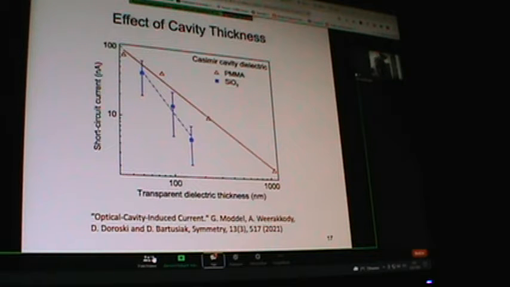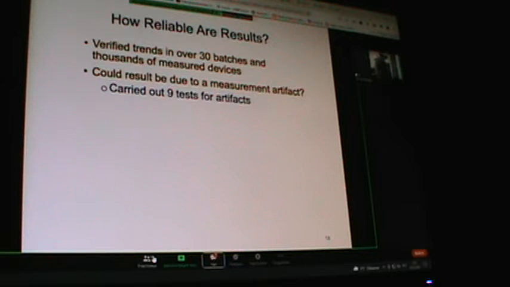But I will very briefly address the issue of the reliability of the results, because this is, if it is correct, quite important. We verified these results in over 30 batches of devices and measured thousands and thousands of devices. There is scattering in results, but we consistently see these trends. So could this be due to some sort of a measurement artifact?